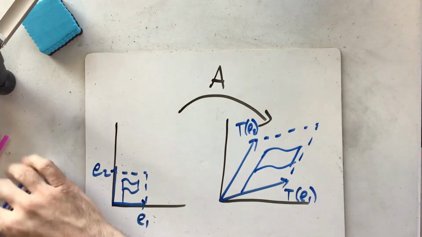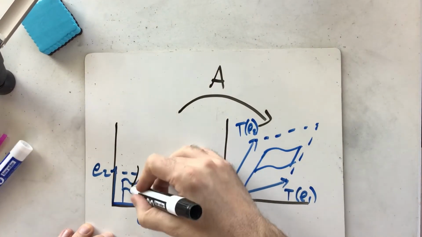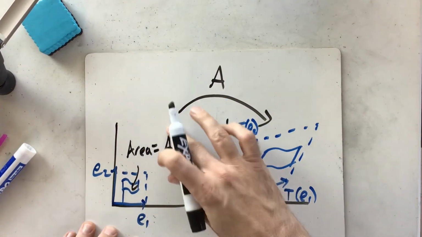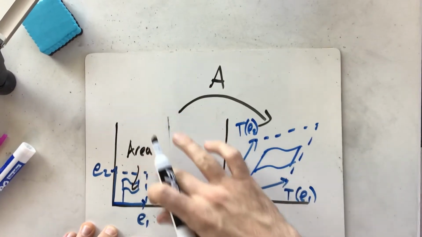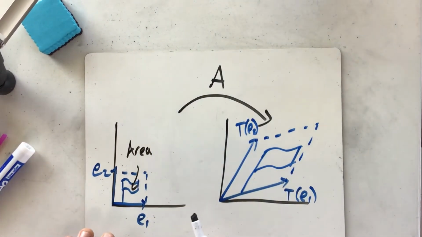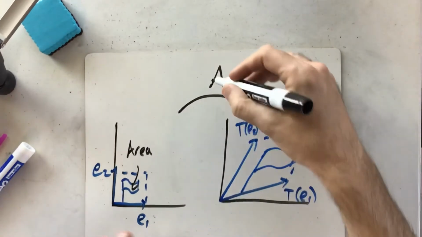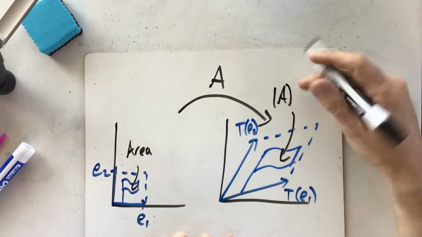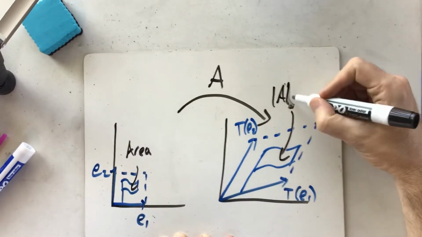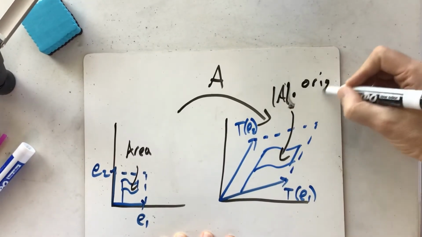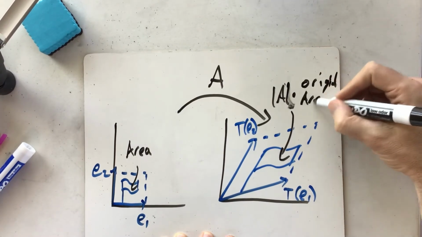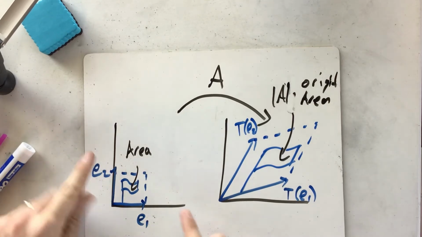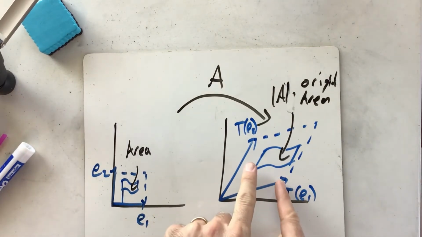But the question is, what does the determinant of the matrix tell us? What the determinant of the matrix tells us is that if this has an area, let's just stick it as area, then this new area is going to be the determinant of A times the original area. So what the determinant tells us is how much stretching and pulling has changed the area of this shape to the area of this shape.